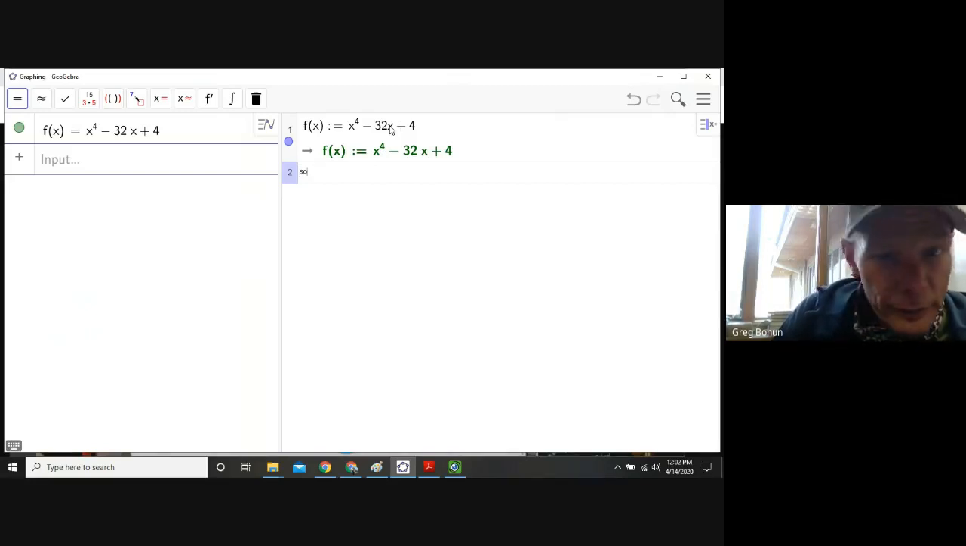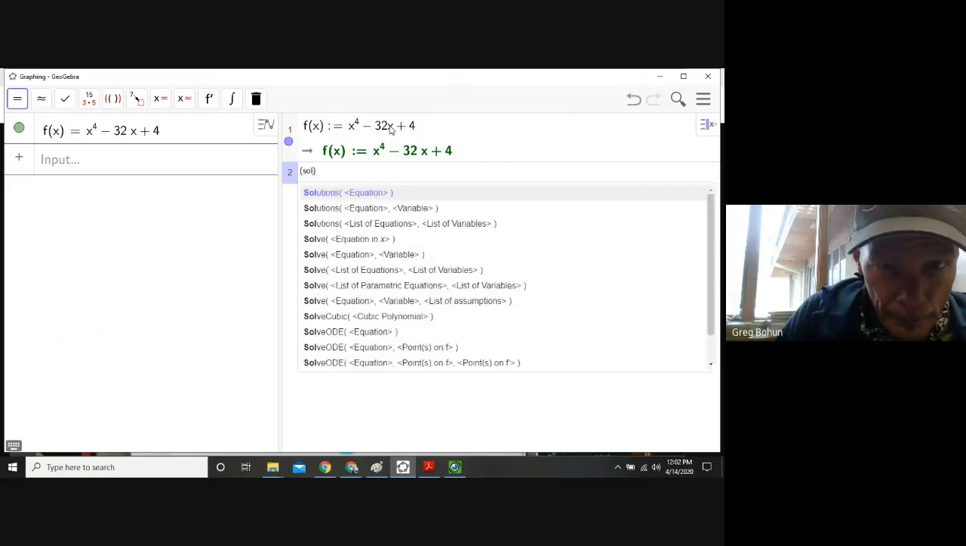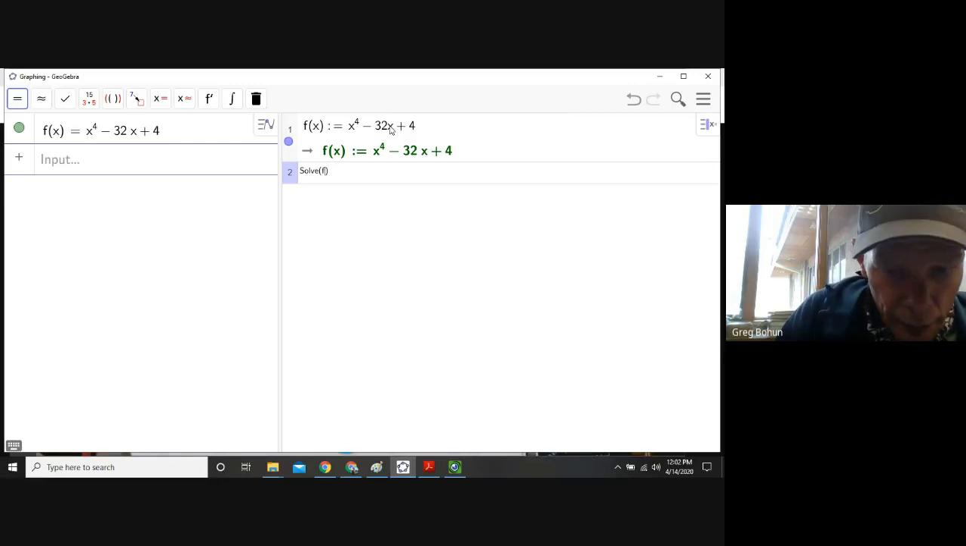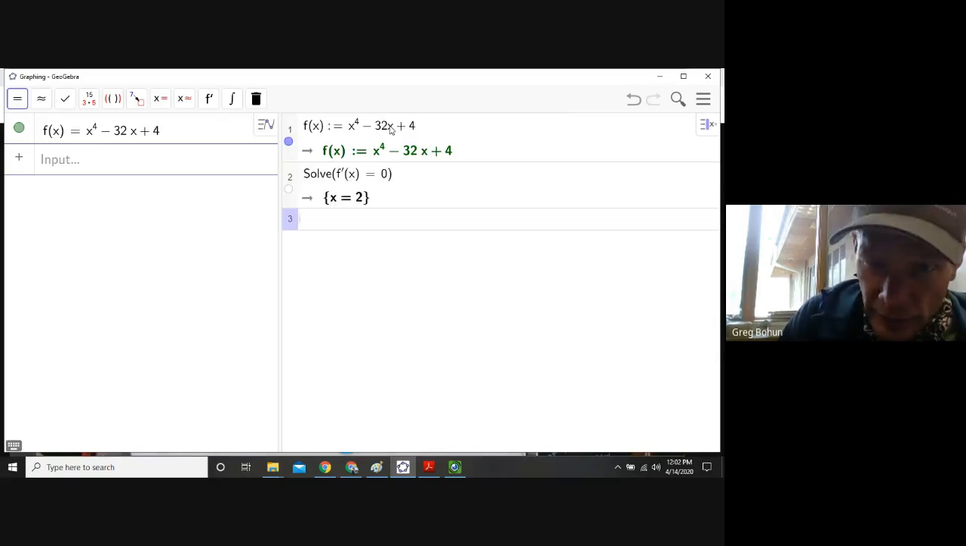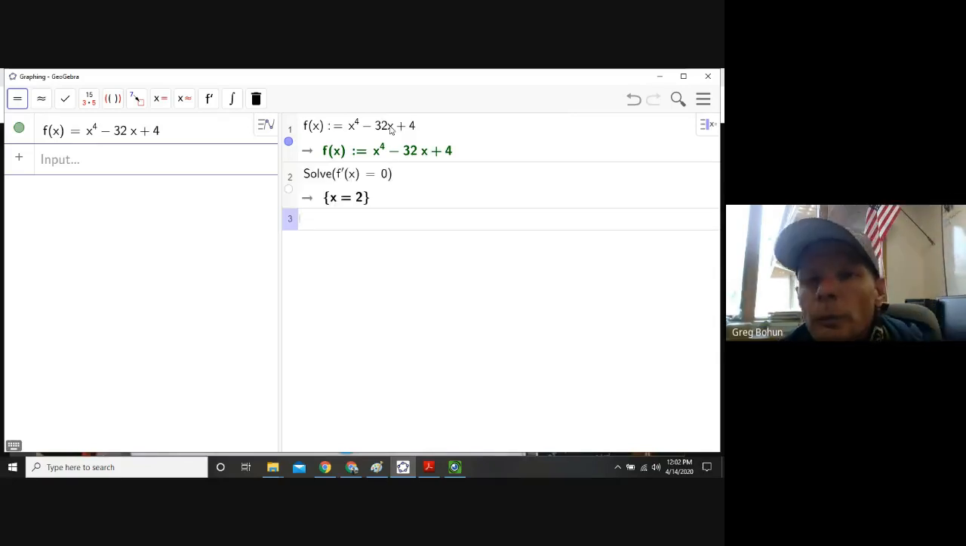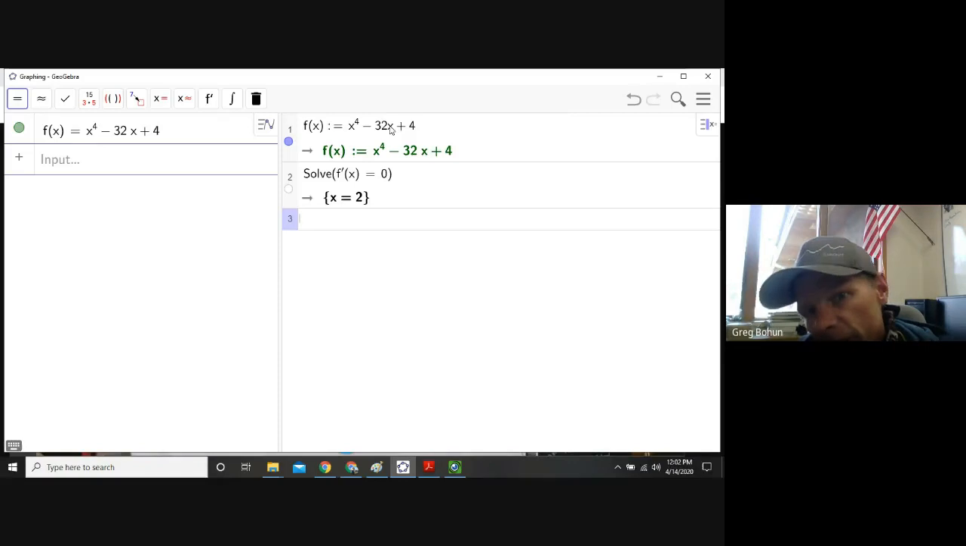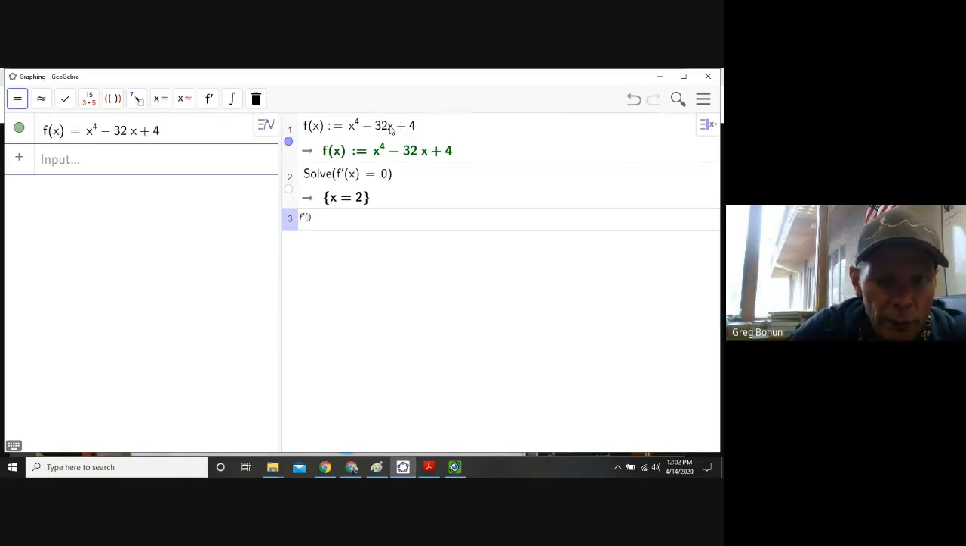Oh, so watch this. Solve this equation. Since I have f of x already in there, I can say solve f prime of x equal to 0. There it is, x equals 2. And so that's the only one they're giving us. And so we have an interval before 2 and an interval after 2. So let's just find it. Let's do f prime of 0, negative, and f prime of 3, positive.